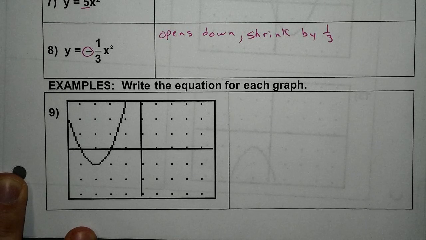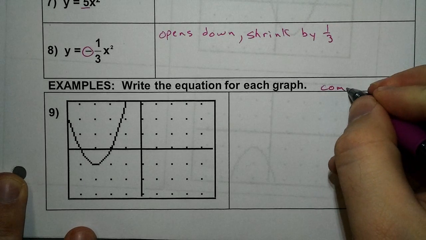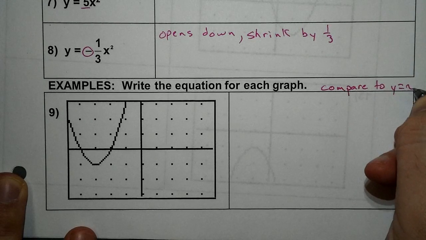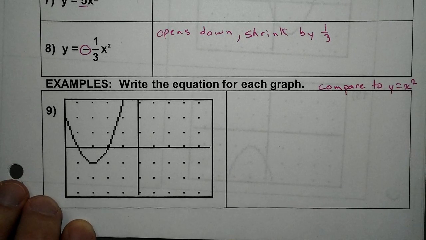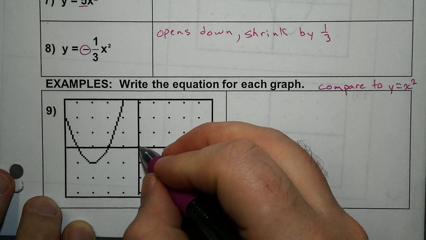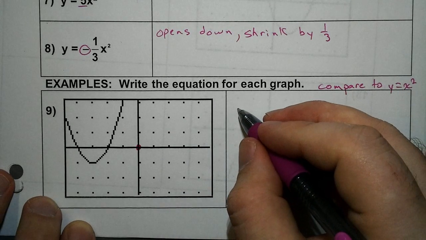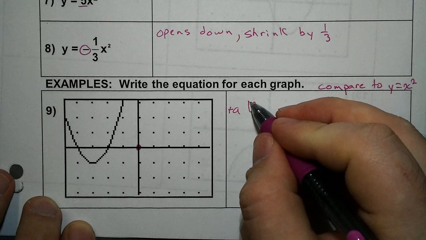All right, starting with number 9, it says write the equation for each graph. Just like the last couple days, we're going to compare to y equals x squared, which is always at the origin, right? So, if I had it at the origin, it would be right here. We can see it's still facing up. So the a is positive. We have a positive a because it's facing up.